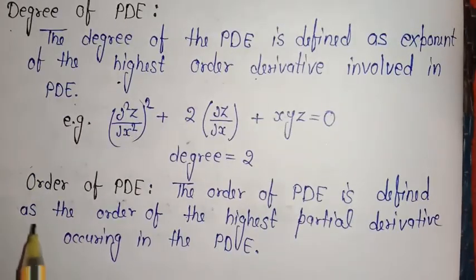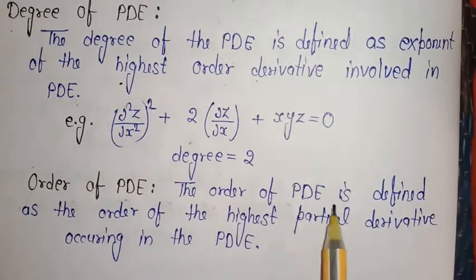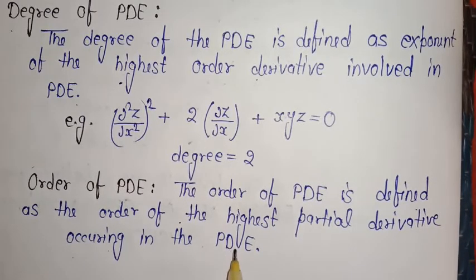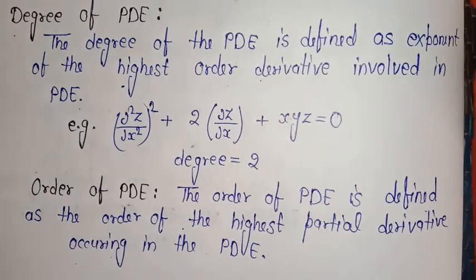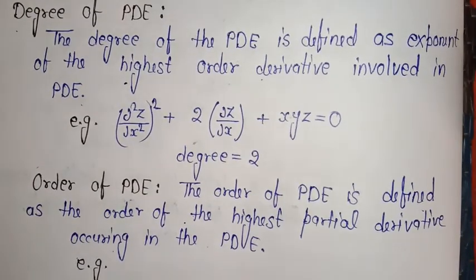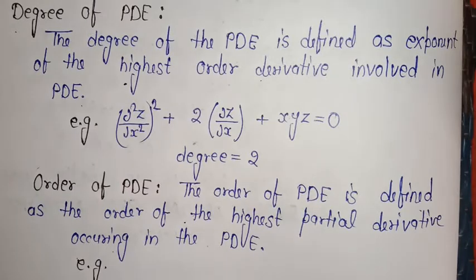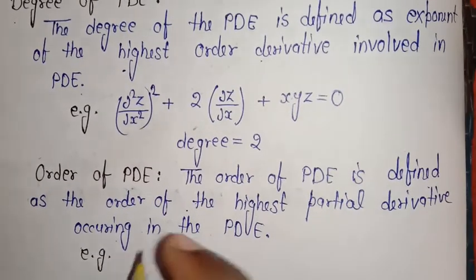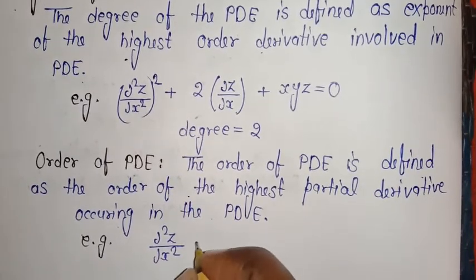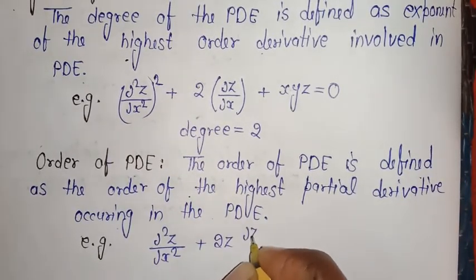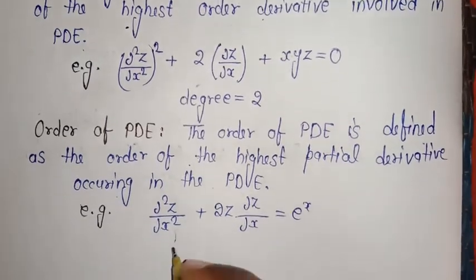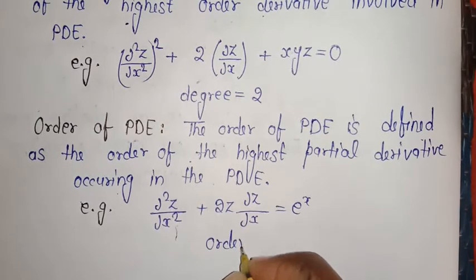So now I will discuss the order of a PDE. The order of a PDE is defined as the order of the highest partial derivative occurring in the PDE. That is, in the differential equation that is given to us, we have to see just the highest order derivative, and the highest order derivative becomes the order of that partial differential equation. For example, if I take the partial differential equation ∂²z/∂x² plus 2z ∂z/∂x is equal to e^x, in that case the order of this differential equation is 2.